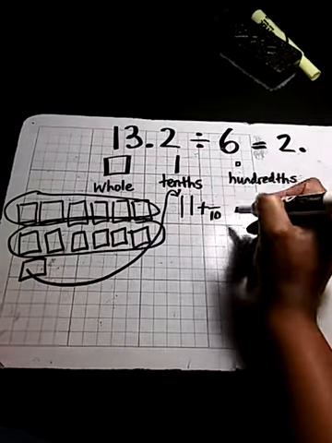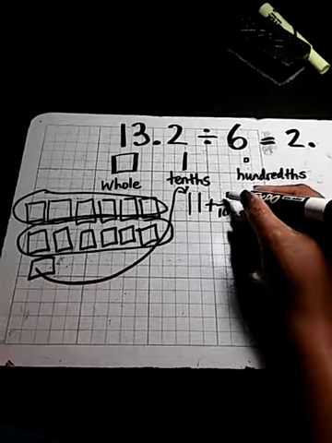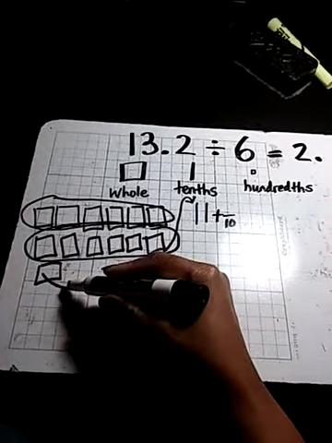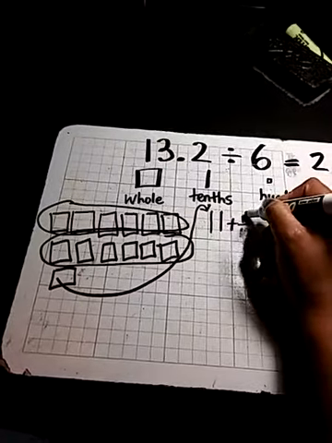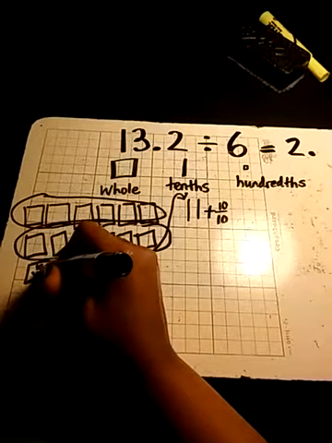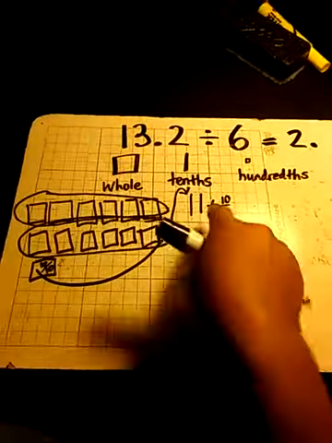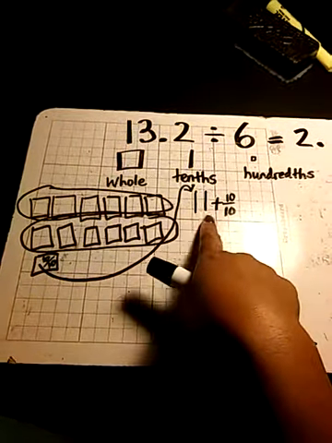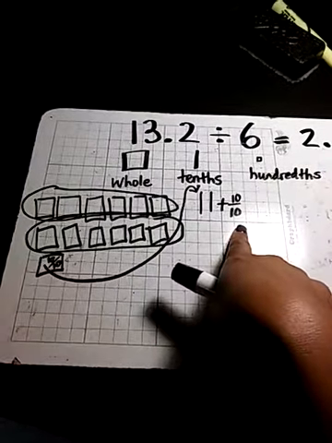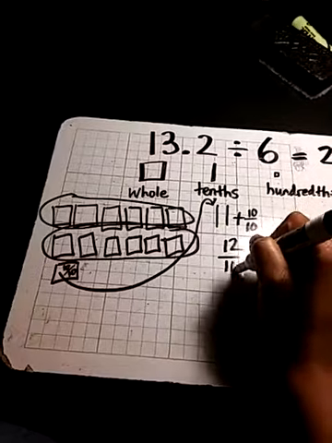So I know I'm in my tenths place, but what numerator can I use that's equivalent to 1 whole? And the answer is 10/10. So this 1 whole is equivalent to 10/10. I have 2/10 already here, plus the 10/10 that I regrouped. So I have a total of 12/10.